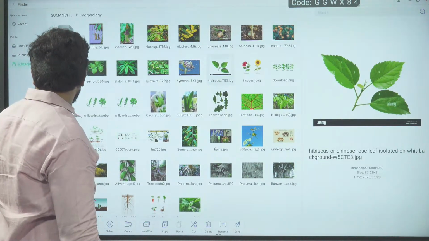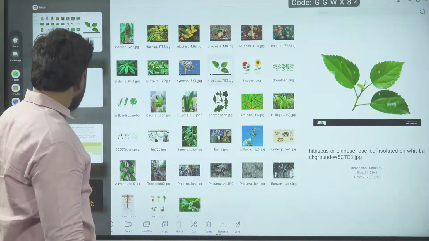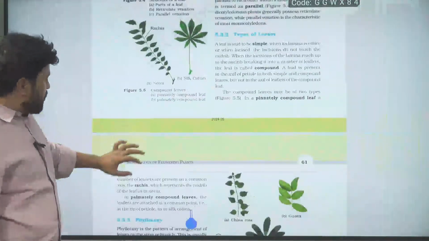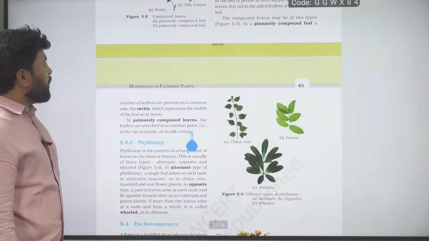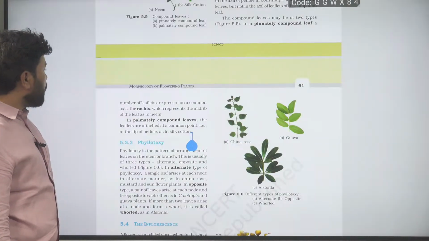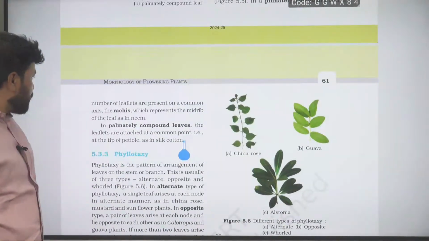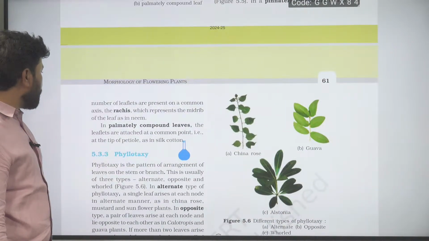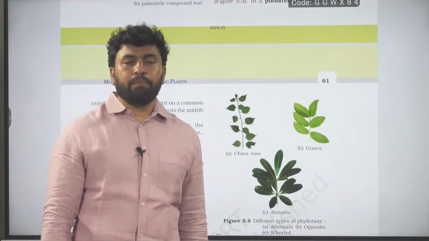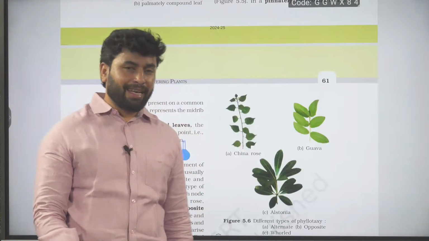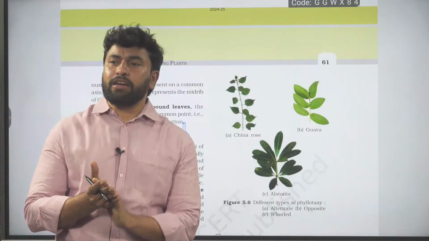Next one. They are saying compound leaf may be of two types. In a pinnately compound leaf, a number of leaflets are present on a common axis. This common axis is called rachis, which represents the midrib of the leaf. Remember, in the case of a pinnately compound leaf, we call the midrib the rachis. Rachis sometimes may have branches. Those branches of the rachis are called rachilla.